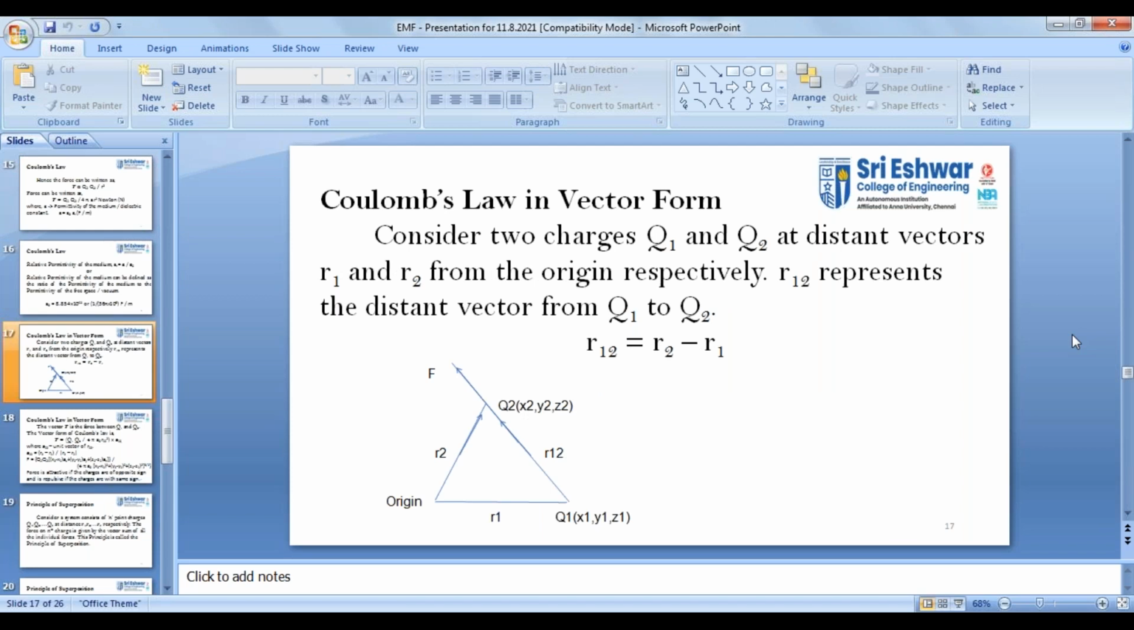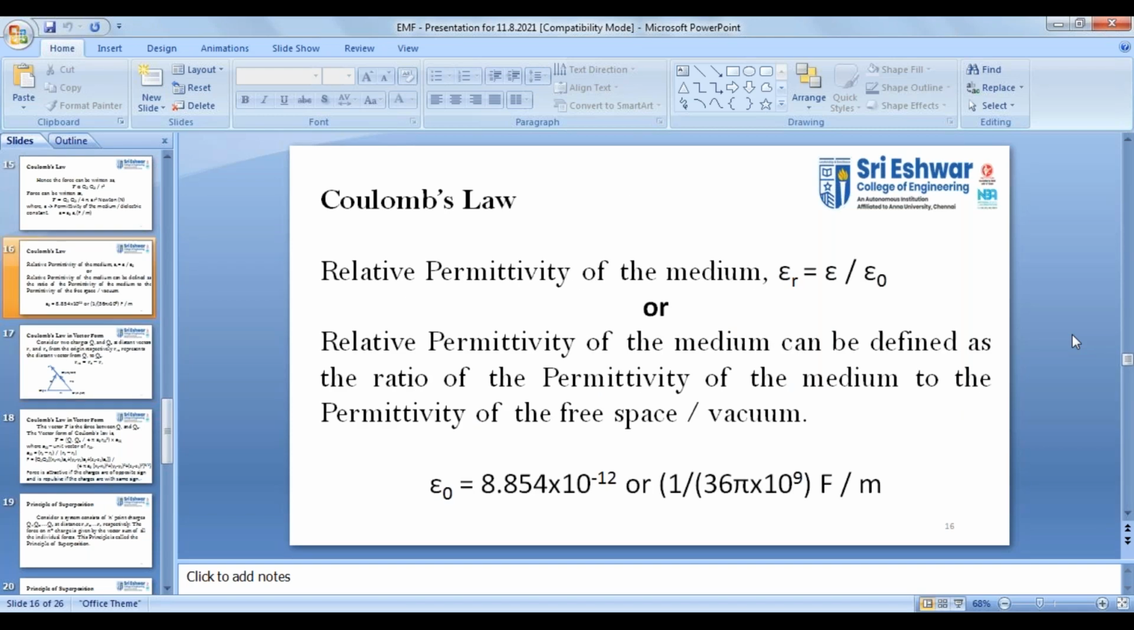So this is Coulomb's law. Tomorrow we will see the next portions: how to represent it in vector form, what the principle of superposition is, and charge distributions. Everything we will do in the next class. Any doubts till this particular slide?